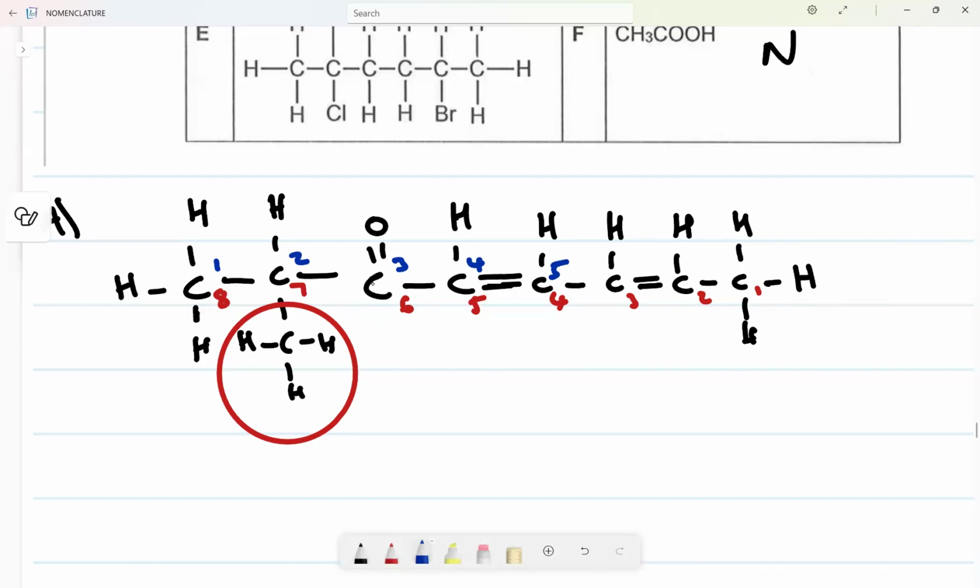4, 5, 6, 7, 8. The question is, I don't think they even asked for a structure for this one. I mean, an IUPAC name for this one. Here, let's try to name it.